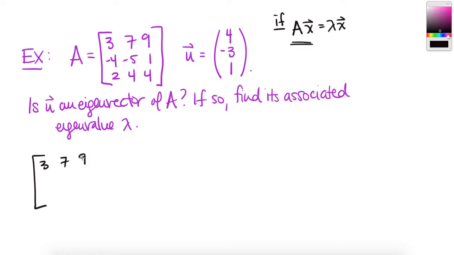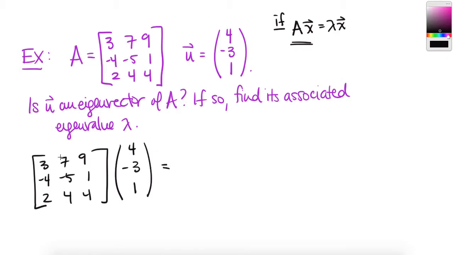The matrix is 3, 7, 9, -4, -5, 1, 2, 4, 4, and we're going to multiply here. Remember, with matrix multiplication, we go across here and down here. So 3 times 4 is 12, 7 times -3 is -21, 9 times 1 is 9. Then we move down a row: -4 times 4 is negative 16, negative 5 times negative 3 is positive 15, 1 times 1 is 1.